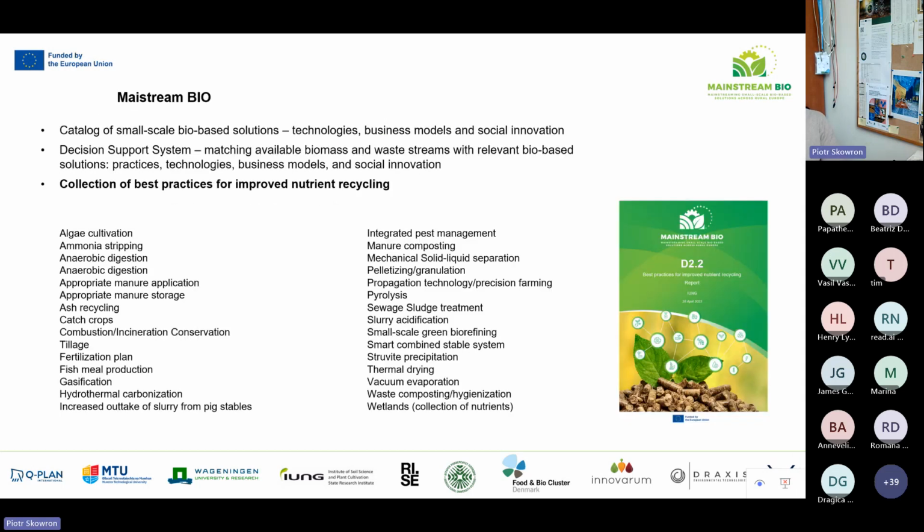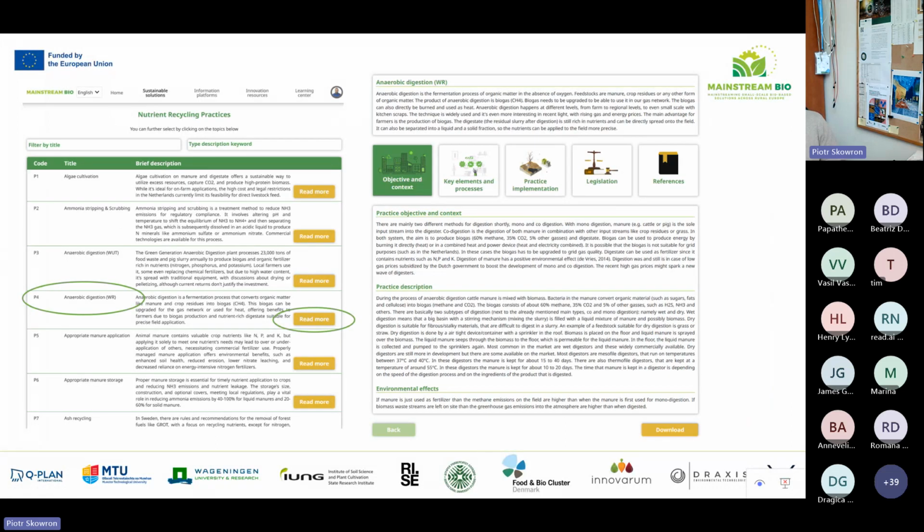Now I'd like to move to our Mainstream Bio project. As Bert mentioned in the last workshop, we have a catalog of small-scale bio-based solutions, a decision support system, and we also have a collection of best practices for improved nutrient recycling. We collected 31 practices and present them in our tool.